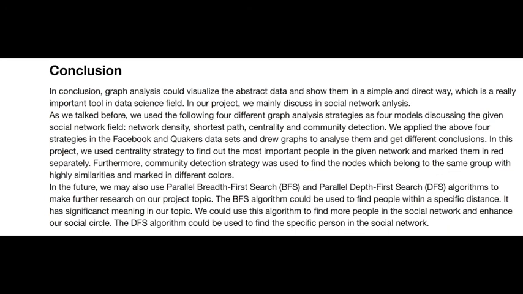So users could easily find their neighbors, their friends, their classmates around campus by using the BFS algorithm. And the DFS algorithm could be used to find a specific person in the given social network. For example, we could search for a person by their ID, their email address, or their phone number if we apply DFS algorithms in our project in the future.